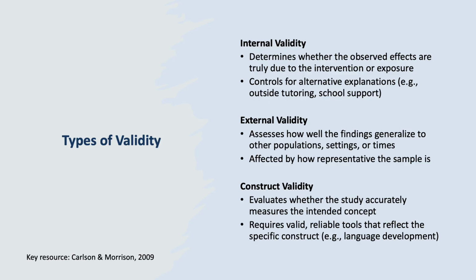The third type is construct validity, which refers to whether we're actually measuring what we're saying we're measuring. So in our study, if we claim to measure language development, we need to make sure our assessment tools truly reflect that construct and not something different, like general cognitive ability or attention span. And if the tools don't match the concept, then our conclusions could be misleading. So together, these three types of validity help us evaluate how strong, accurate, and meaningful our research findings really are. And we will now explore some of these.